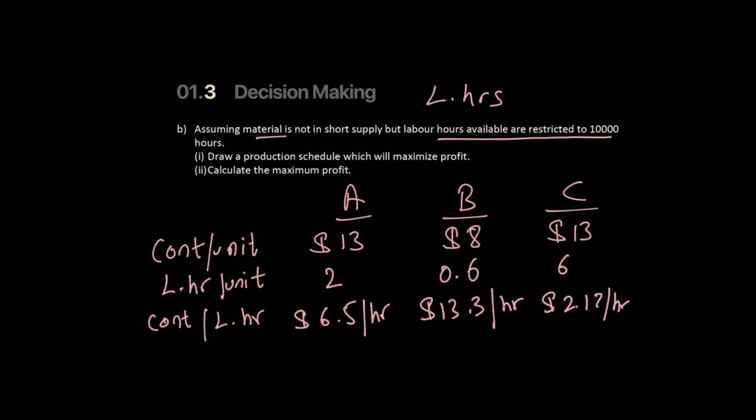So now your ranking will change. Now you will first manufacture product B, then you will manufacture product A, and finally you will manufacture product C over here.